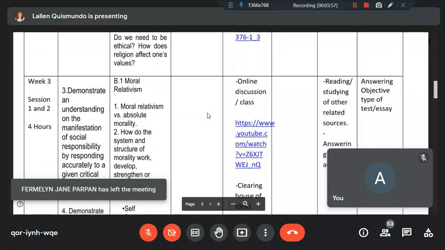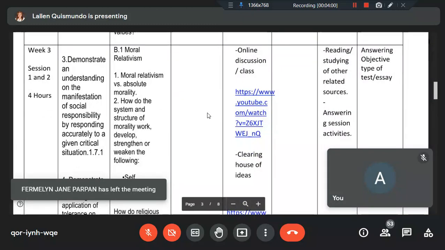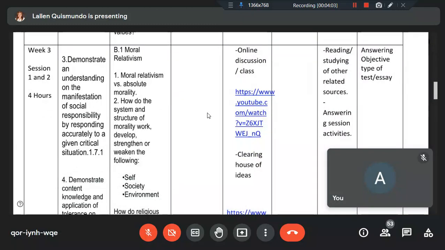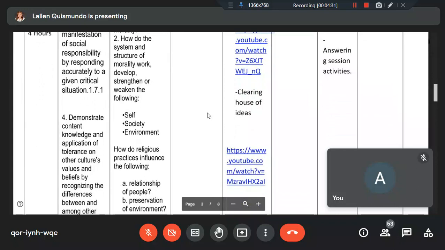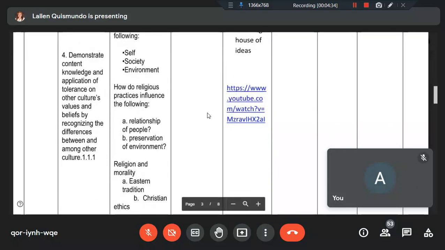So sa week 3 naman, we are going to tackle moral relativism. What is moral relativism? Then moral relativism versus absolute morality. What is this all about? Then how do the system and structure of morality work, develop, strengthen, or weaken the following? Self, the society, and the environment. How do the system and structure of morality work in these three sections here? Okay. So how do religious practices influence the following? Paano ba nakapag-influence ang religion sa relationship of people and sa preservation of environment? Diba?